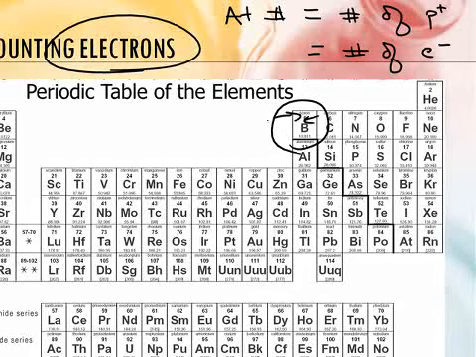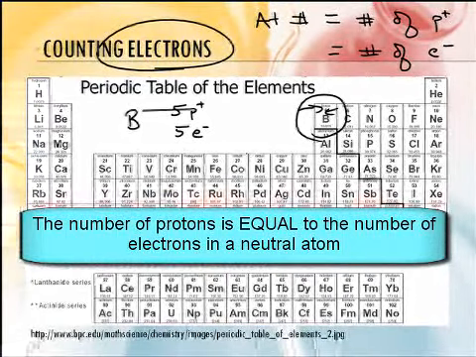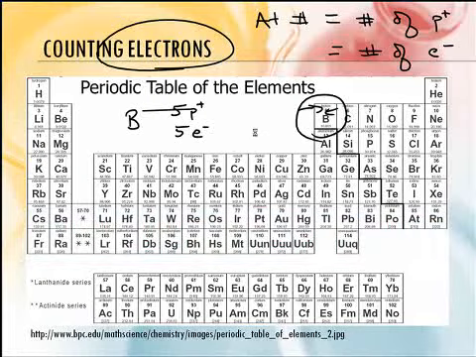Yep, that's because atoms are neutral. They don't have an overall charge, so however many positive protons they have, they have to have an equal number of negative electrons. So boron would have 5 protons and 5 electrons. That's pretty easy, isn't it? Very easy.